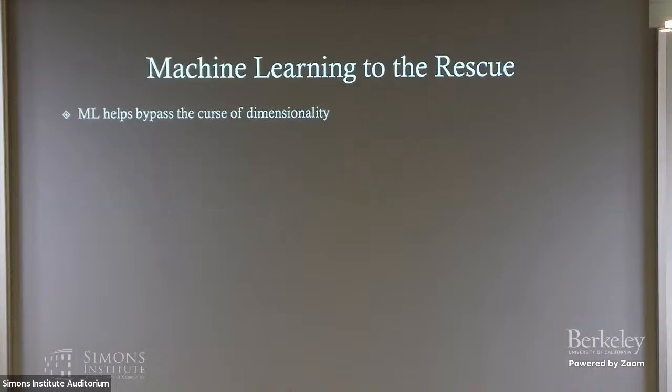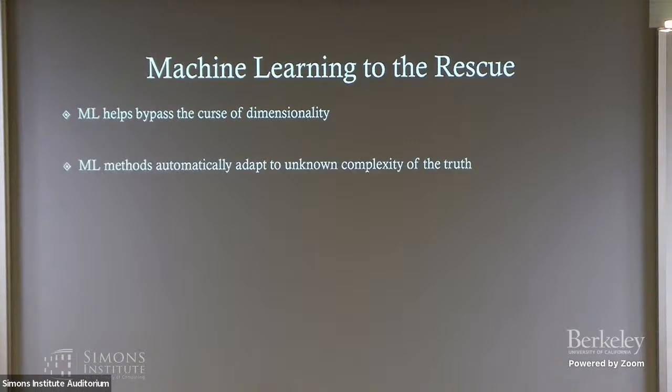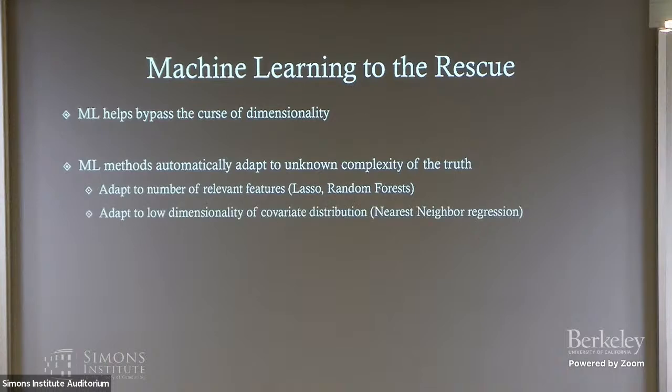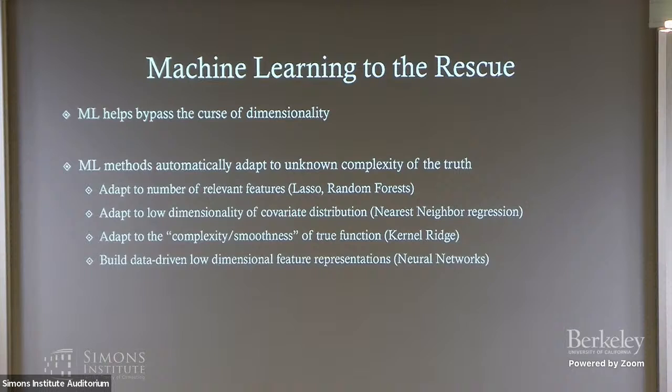And this is where we're going to try to use machine learning techniques, which help adapt to this unknown complexity of the truth. For instance, if you use techniques like lasso or random forest, you adapt to the number of relevant variables, or nearest neighbor regression might be adaptive to the low dimensionality of the covariate distribution, and so on and so forth.